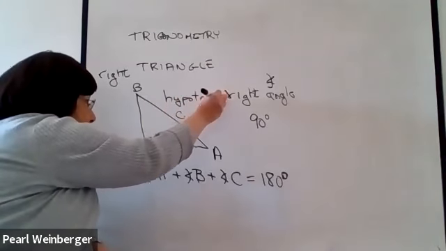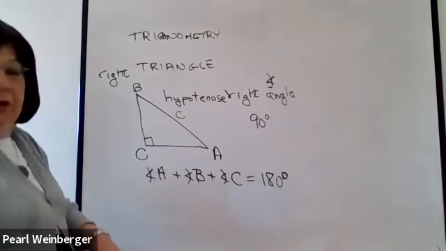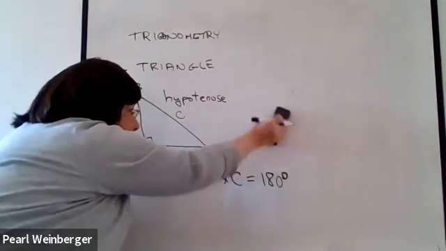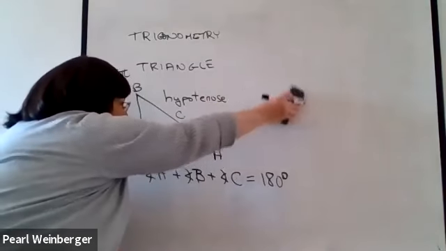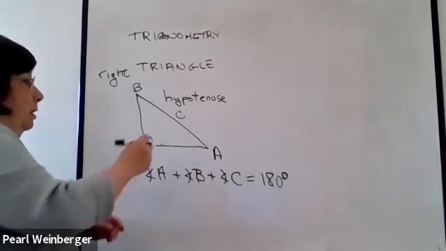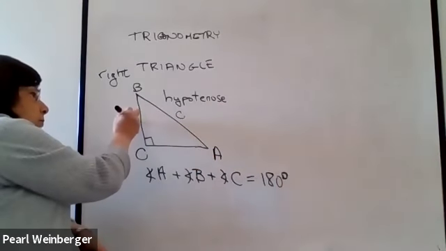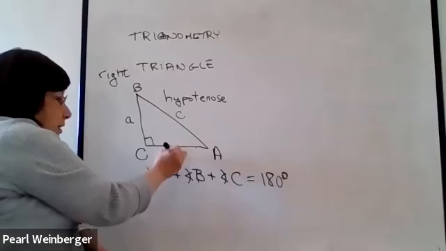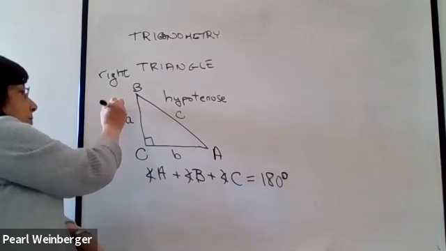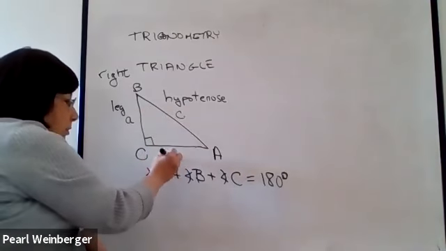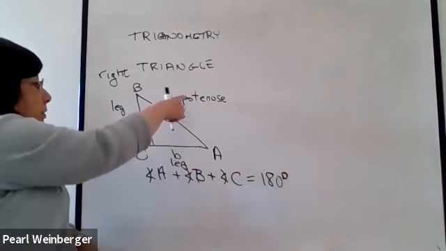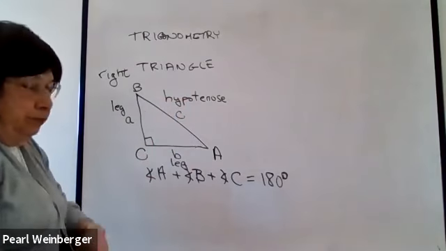I don't know where that word came from, but it's a word that we have to know. If I use the word hypotenuse, it means the side that is across from the right angle. This side is going to be small a, and this side is going to be small b. A and B are what are called the legs of the right triangle. So there are two legs to the right triangle and one hypotenuse.